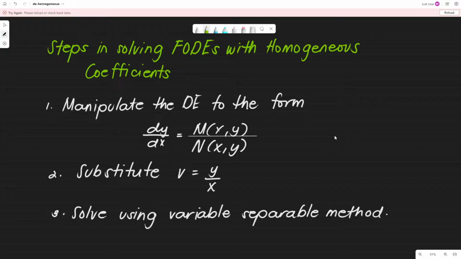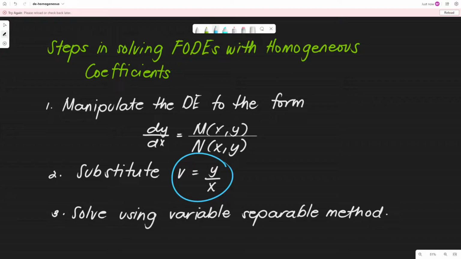Next, kapag na-manipulate na natin siya, dy over dx is equal to something na siya, so we will substitute v is equal to y over x. So, kailangan natin ma-identify ano yung y over x dito sa ating given function. Then, once we substitute, actually, meron pa tayong ibang isa-substitute later, makikita natin. But this is the main, ito yung pinaka-rule natin, yung hard rule natin: v is equal to y over x.